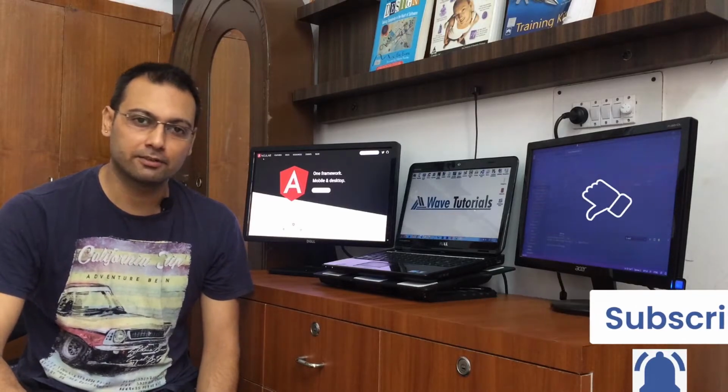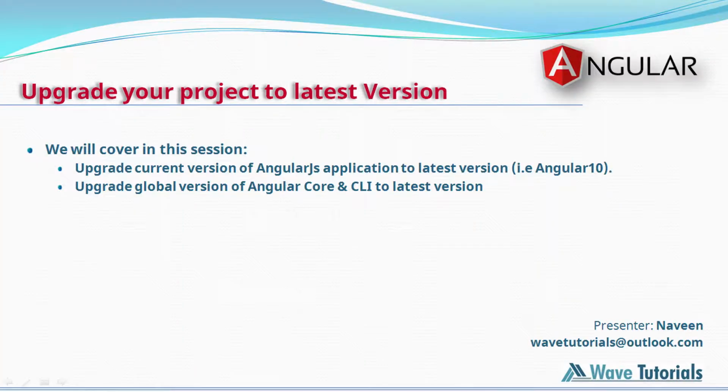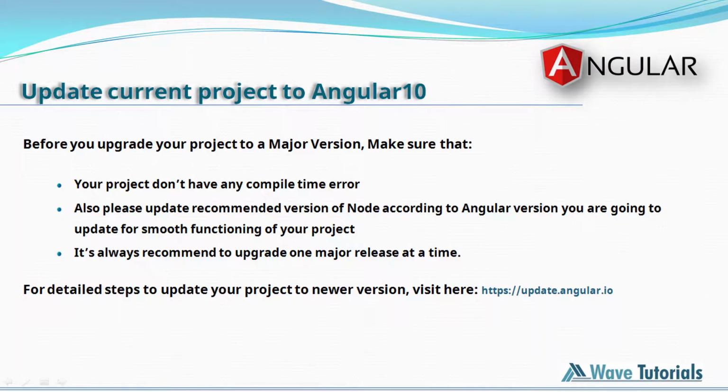So let's start with today's session. We will cover in this session how to upgrade your current version of AngularJS application to the latest version, which is Angular 10 as of now. Also, we will learn how to upgrade your global version of Angular Core and CLI to the latest version. So let's start with updating the current project to Angular 10.